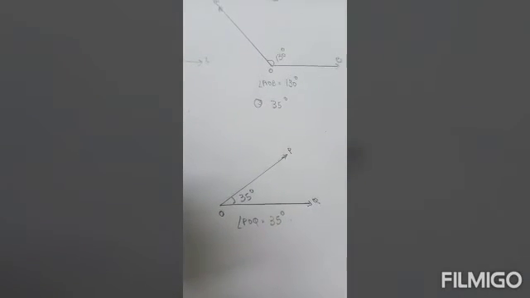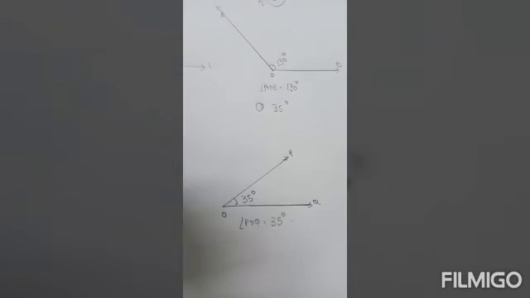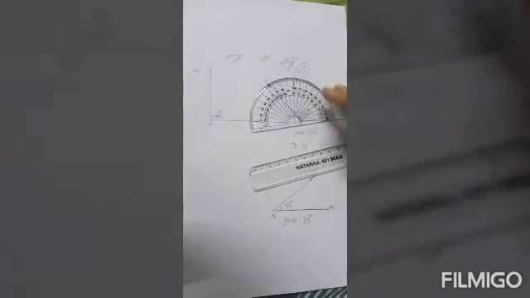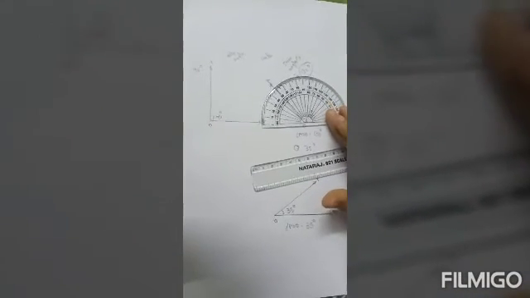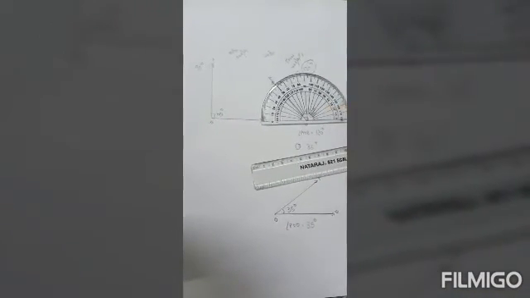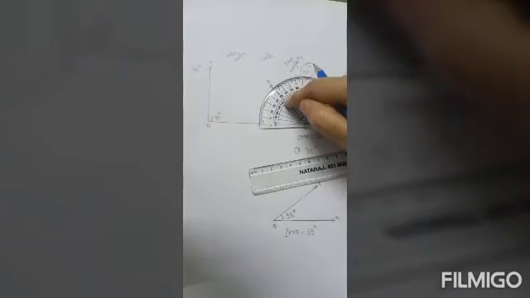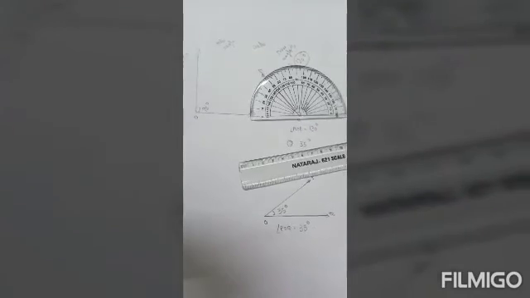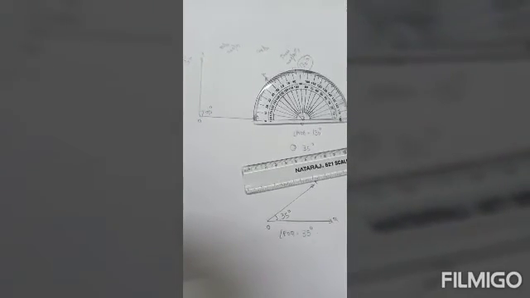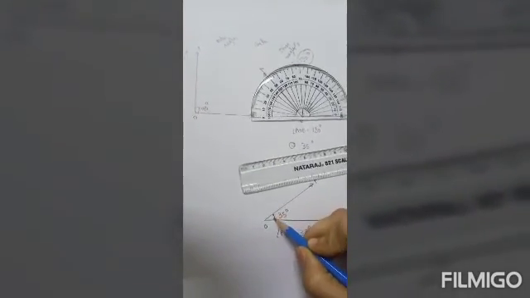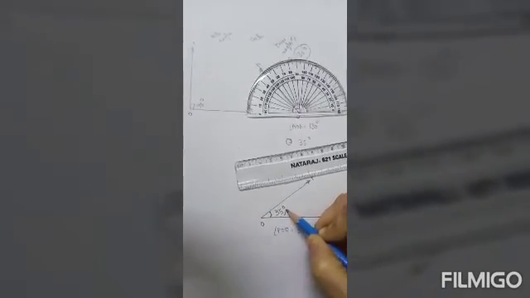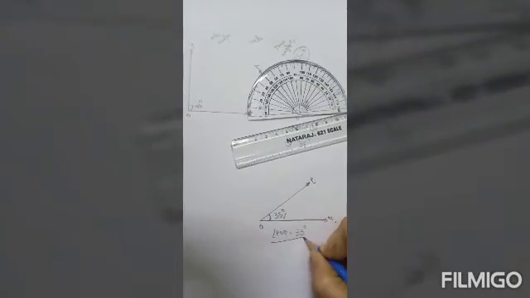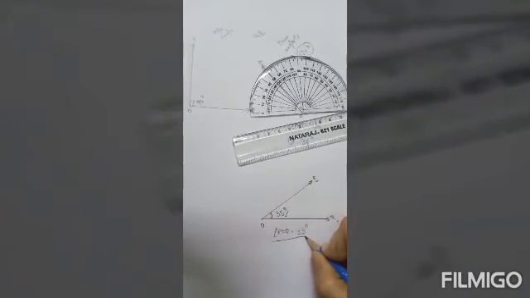Is it clear, students? Now it is very easy. Just draw a base using the scale, and then with the help of the protractor, keep the protractor on the scale line and measure the angle. Look at the inward numbers and mark it. Using the scale, join it and you can draw. You can score 5 marks, but don't forget to write down the angle, because it is very important, and then name it and write what that angle is. Then only you will get full marks.